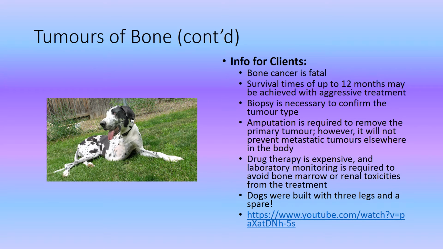Bone cancer is fatal. Basically, we just do some palliative care until their quality of life is no longer good. Usually they can live up to about 12 months of age. Amputation is required to remove the primary tumor, although be careful if it's metastasized, right? Drug therapy is very expensive, and dogs do very well with 3 legs. If the cancer hasn't metastasized, remove that leg. There's a saying in vet medicine that dogs were built with 3 legs and then they just have a spare. So go ahead and take it off. They'll do fine. And then the cancer will be gone.